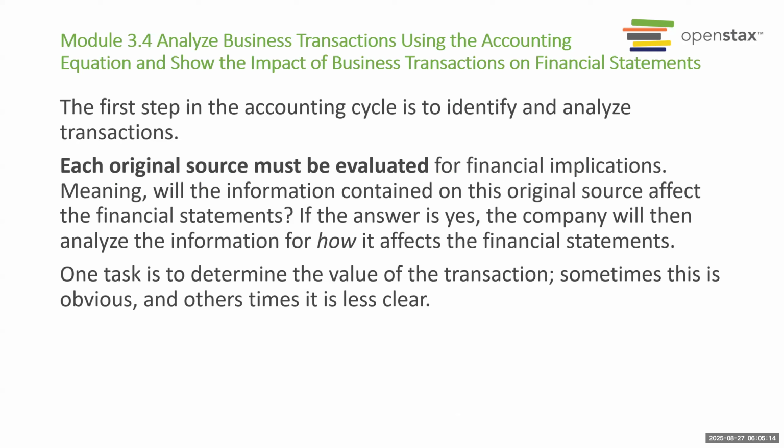Okay, the first step in the accounting cycle is to identify and analyze transactions. Again, we're pulling it from the original source to be evaluated for its financial implications. We take the information contained on this original source and how it affects the statements. If it does affect the statements, then the company must analyze the information and see how we put it into the financial statements. One task is to determine the value of the transaction. Sometimes this is obvious and other times it is less clear.